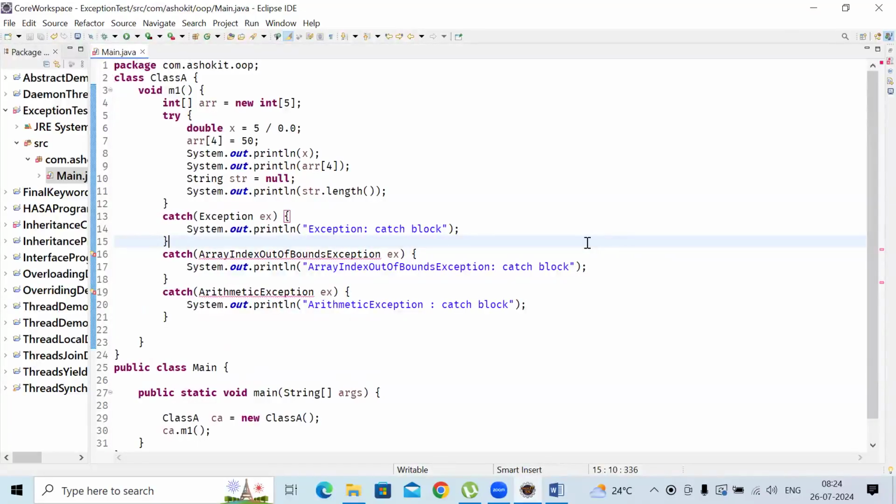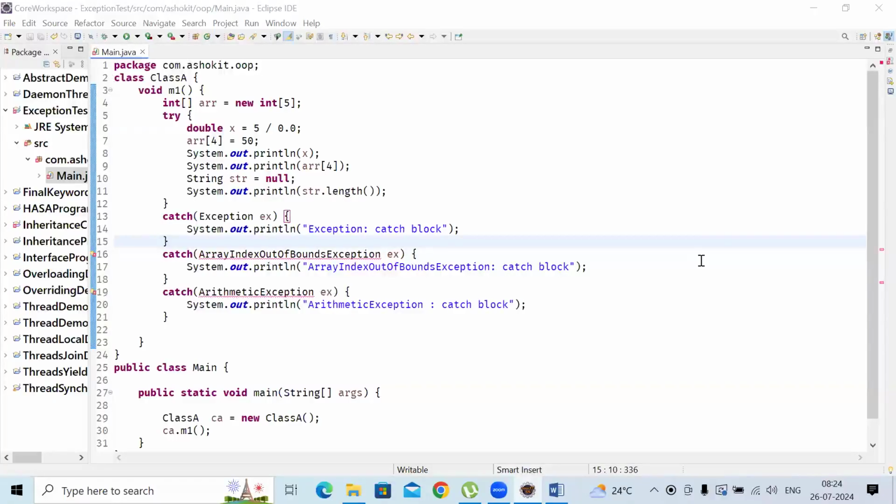Line number 16 has an error. Line number 19 has an error. Did you see that? Do you know why? Because Exception is the super class. It has all the exceptions.